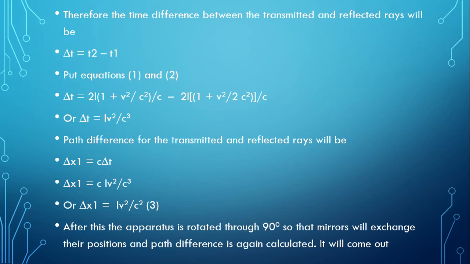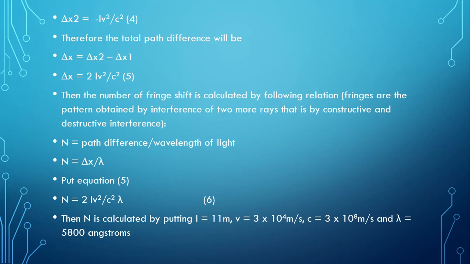After this, the experiment is rotated through 90 degrees, so the mirrors exchange their positions and the path difference is calculated again. It will come out delta l2 equal to minus l v square by c square. Therefore, the total path difference will be delta x equal to delta l2 minus delta l1, equal to 2 l v square by c square. This is equation 5.